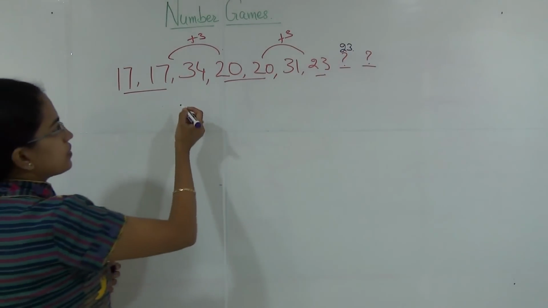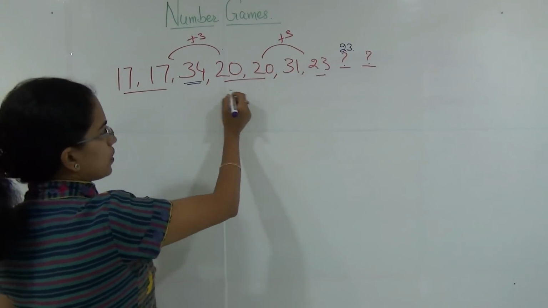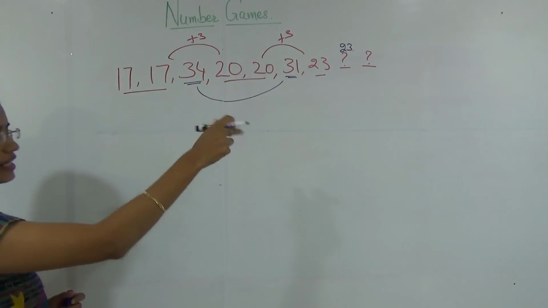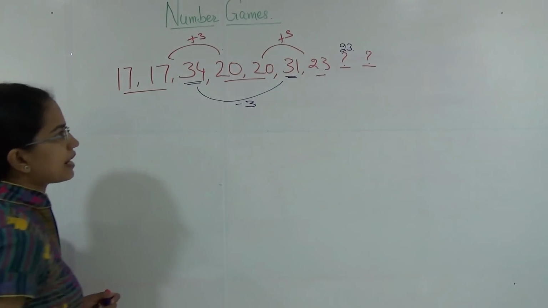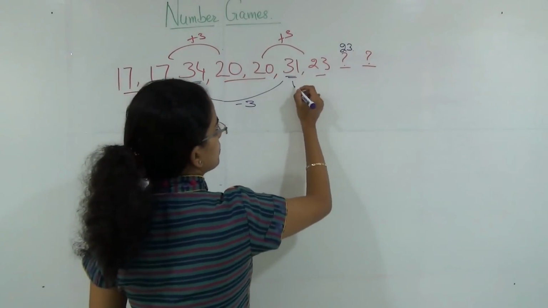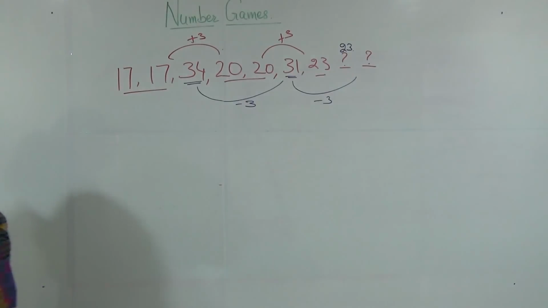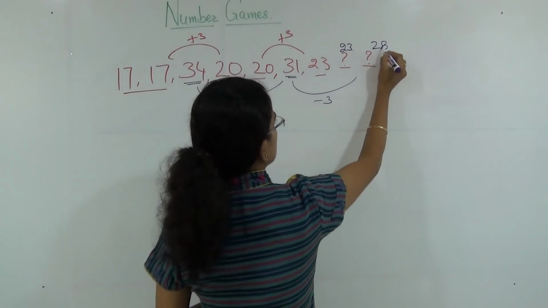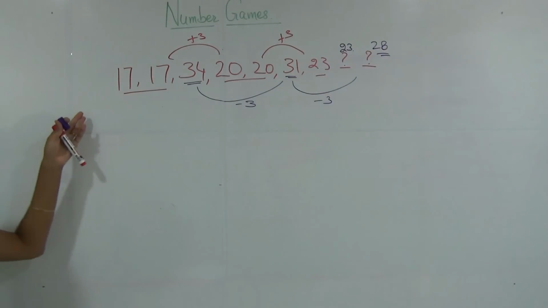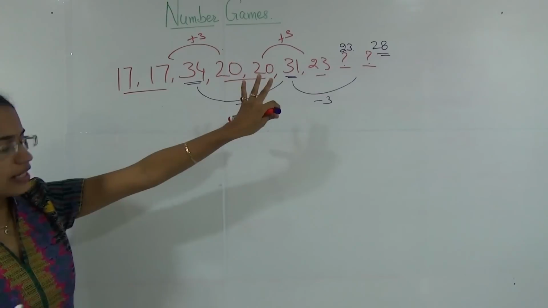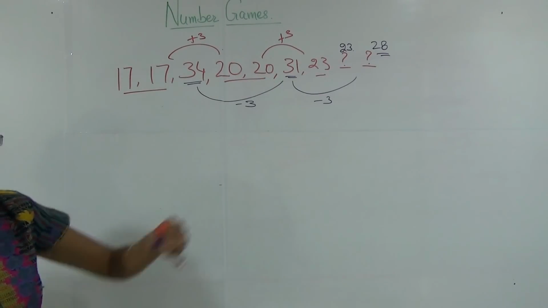And for the other series, what are you doing? You have 34. You are leaving 2 and you are subtracting 3. So in one series you are adding 3, in another series you are subtracting 3. So again I will leave 2 and I will subtract 3. So 31 minus 3 should be 28. So here the answer is 28. This is the next number. So in this case, the two numbers should be 23 and 28.